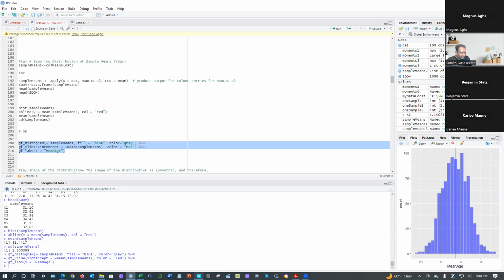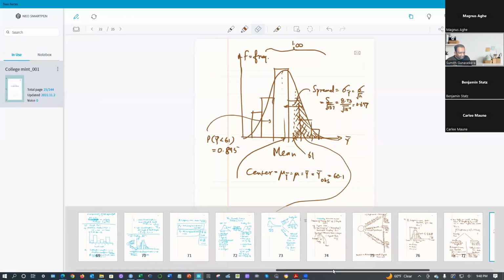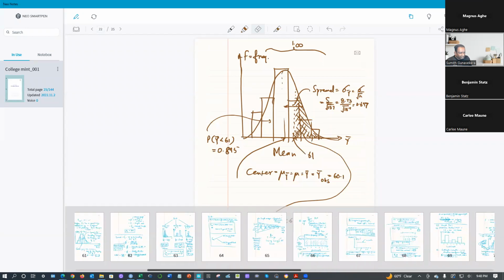That's what the central limit theorem says. So this is very consistent with it; it complies with the central limit theorem.